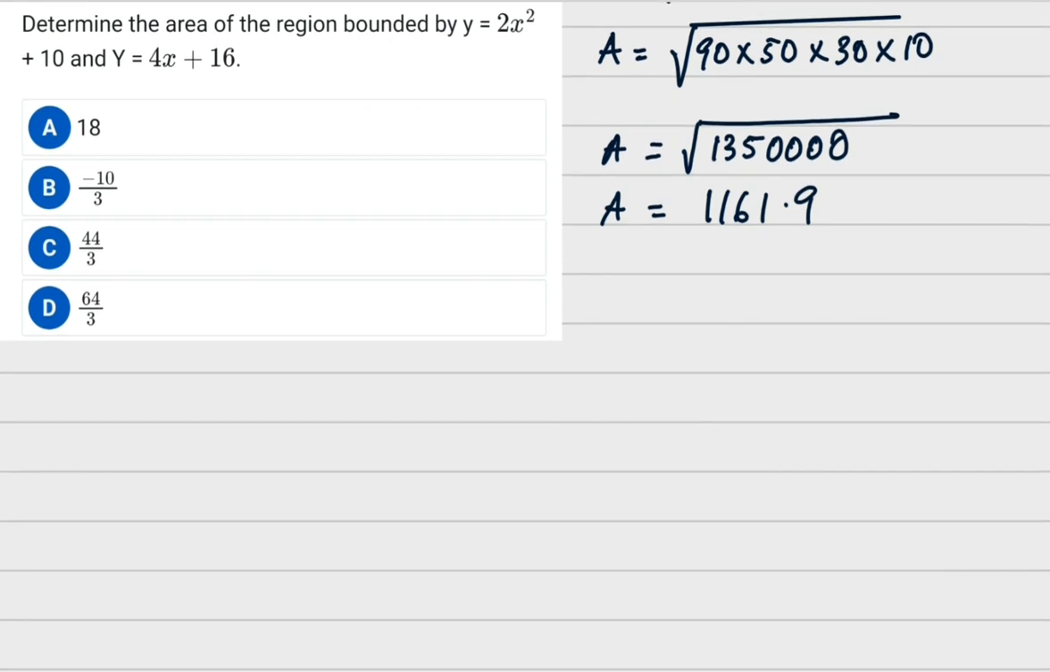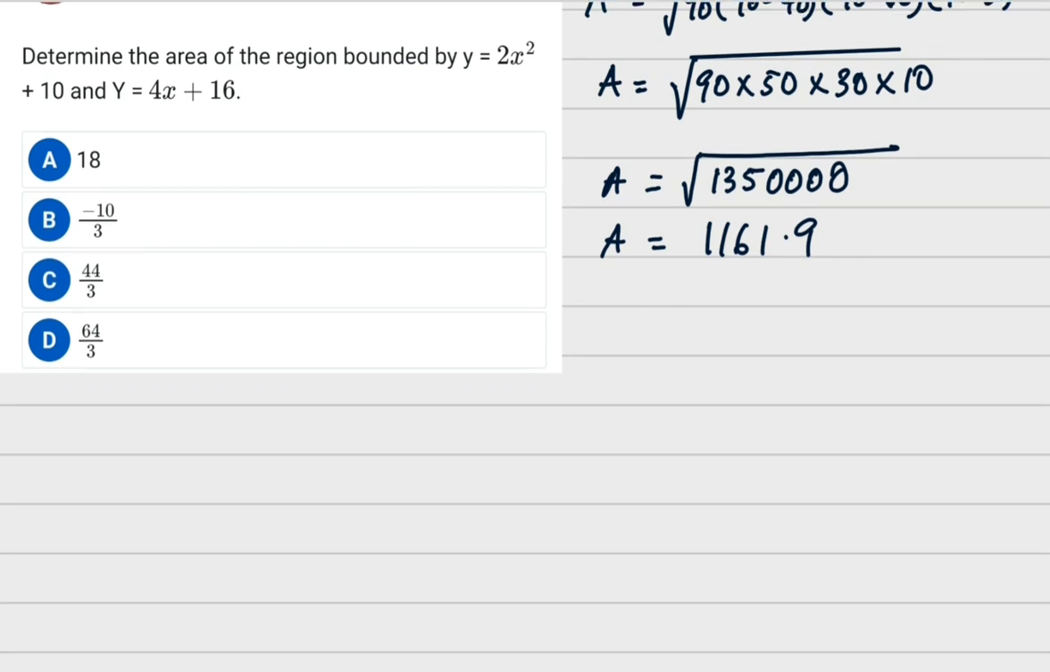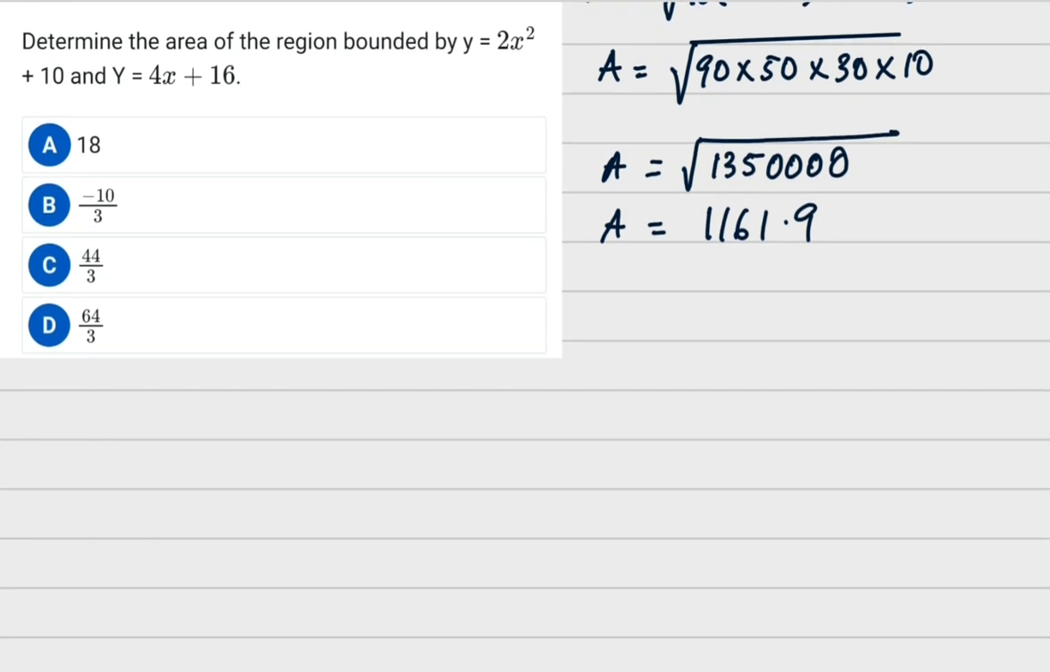Number 25 is a question under application of integration or integral calculus. Okay, now first they say determine the area of the region bounded by y is equals to 2x squared plus 10 and y is equals to 4x plus 16.